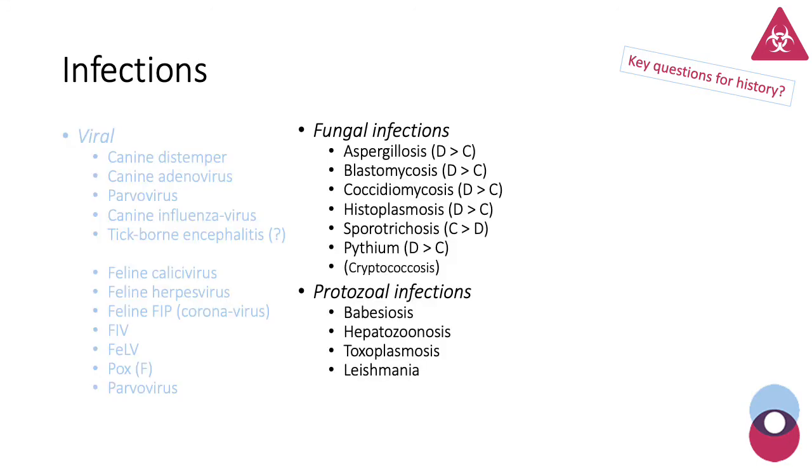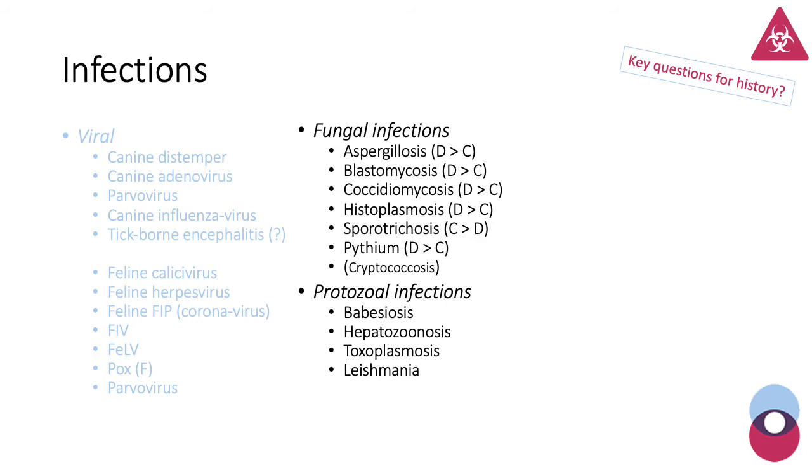Then you have your fungal infections. Aspergillosis is definitely something that we do see in the UK. Probably the rest of them are more likely to be found in the US. However, some of them can also be associated with, for example, travelling. So histoplasmosis has been reported to be endemic in certain areas of Europe, such as Italy, Germany and Turkey, and can definitely cause a fever, especially if it's disseminated.